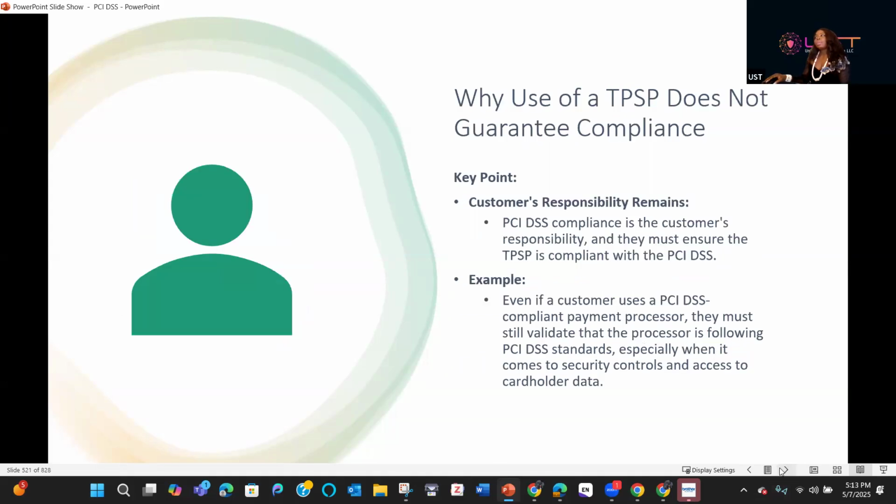But why does use of a third-party service provider not guarantee compliance? Because why am I going with a third-party service provider, which doesn't show that I am in compliance with PCI DSS? First, because PCI DSS compliance is the customer responsibility, and they must ensure that the third-party service provider is compliant with PCI DSS.